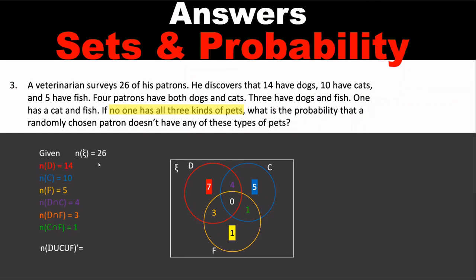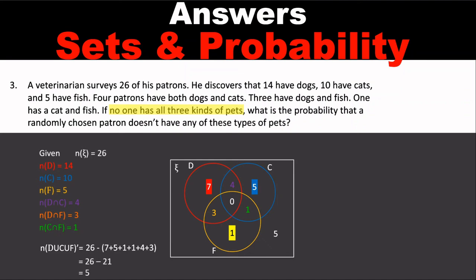Now that's going to be the full number of patrons in total in the universe minus the number of patrons we've already placed in their sets. So that's 26 minus the 7, 5, 1, 1, 4, and 3. Altogether, that gives us 21. So 26 minus the 21 that are in these different sets that have these different types of animals is 5. There are 5 patrons that have some other kind of pet.